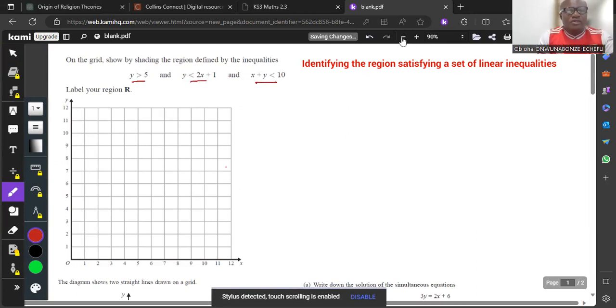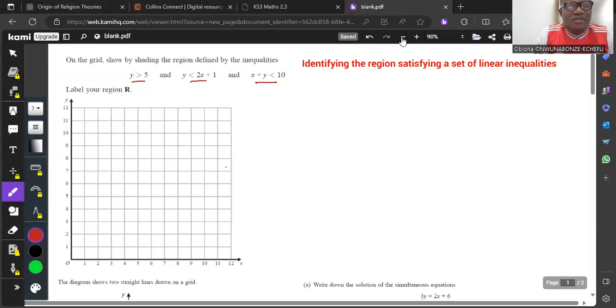first of all, you need to consider the inequalities as equations and draw the lines of each of the equations. So this y greater than 5 becomes y equals 5. This one is considered as y equals 2x plus 1. This is considered as x plus y equals 10. So we need to draw the lines.